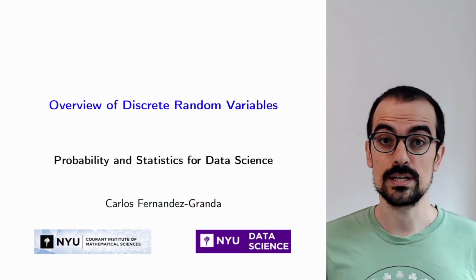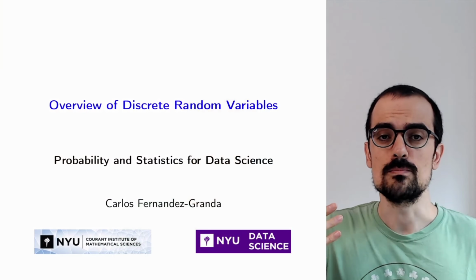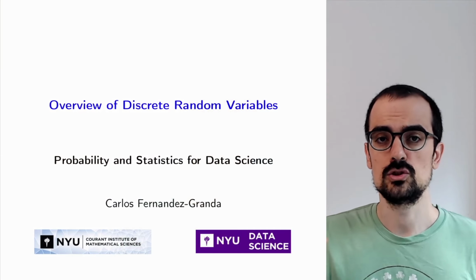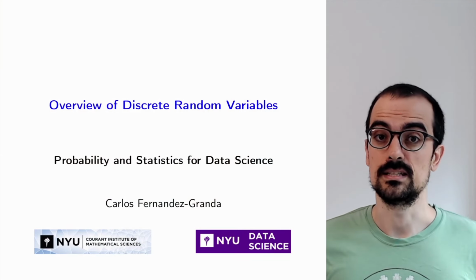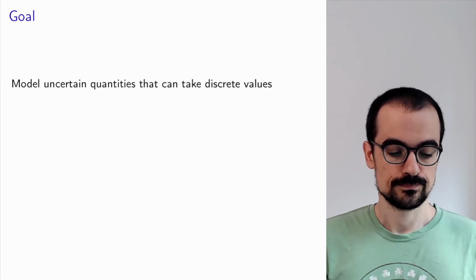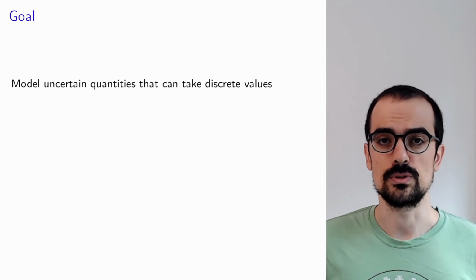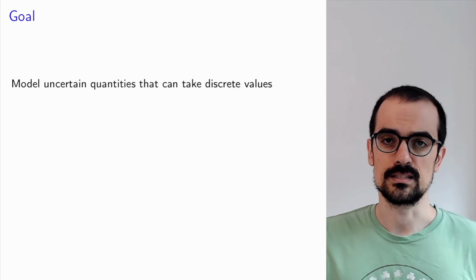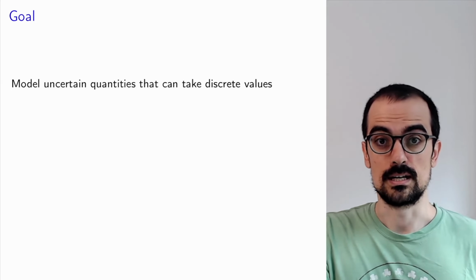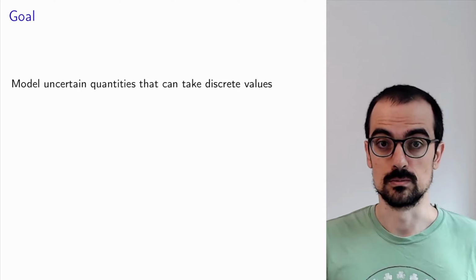All right, so we're going to give an overview, which means that you may not understand some of the details. Don't worry, they will be explained in the next videos. Our goal is to model uncertain quantities that can take discrete values. Discrete just means that the number of values are either finite or they're countable.